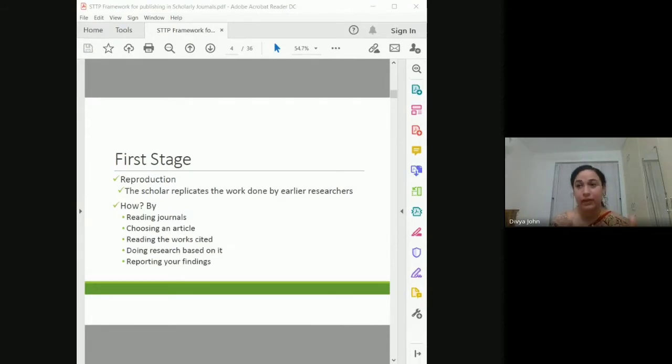The first stage is choosing an article. Then, once you've taken the article, you do an in-depth reading of it. You go down and there's work cited in that article. You read all the work cited in that article. Generally there would be a lot of researchers who have worked in a similar field. At your first stage of research, you don't have to come up with something original. You're just learning how to do research. So you can take that method and implement it in your classroom or in your research setting.